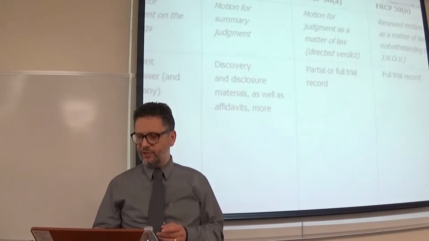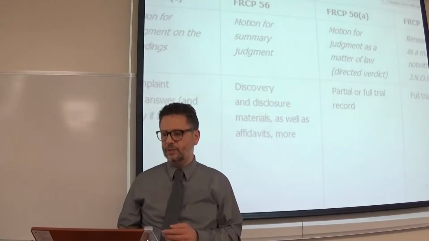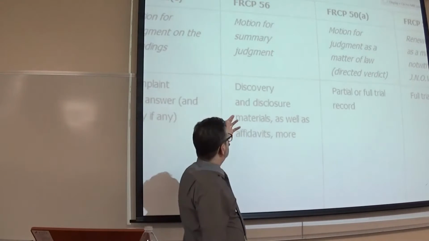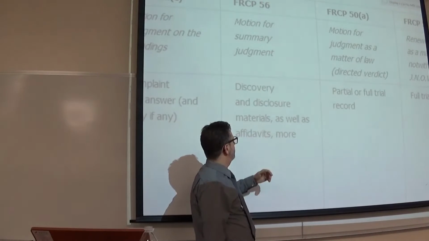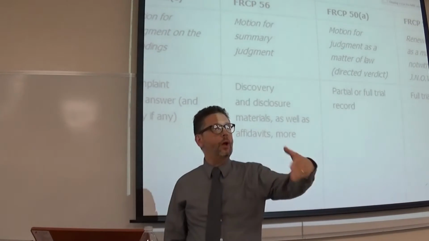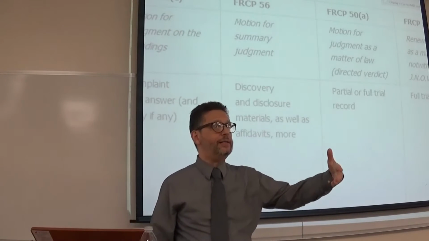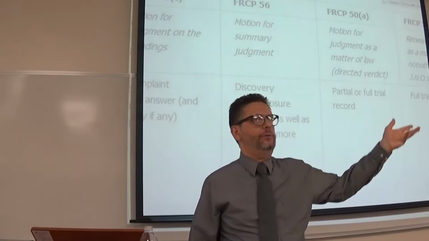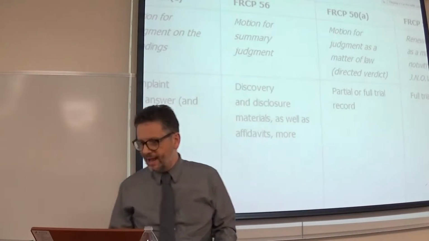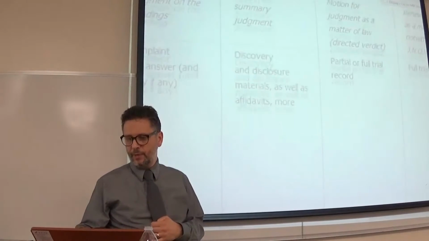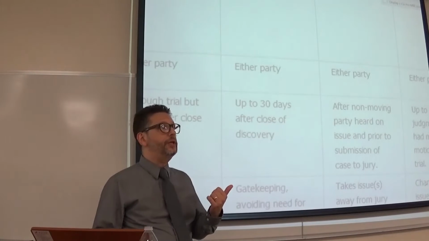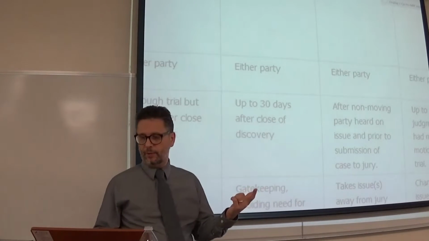I'm going to skip over 12c, move on to Rule 56, motion for summary judgment. The materials: discovery materials, disclosure materials, affidavits, and more. So now we're going well beyond the face of the complaint. In fact, an unverified complaint doesn't really count for summary judgment anyway, because it can't be used at trial, right? Instead, affidavits, discovery, and disclosure materials, as long as they're either admissible at trial or reflect material that can be reduced to admissible status at trial.